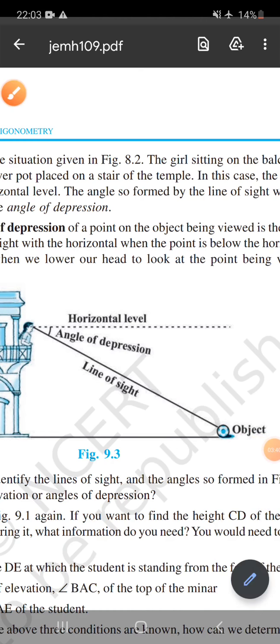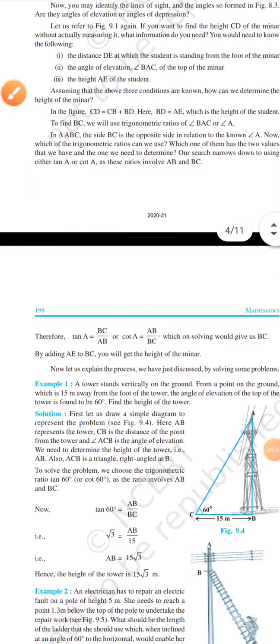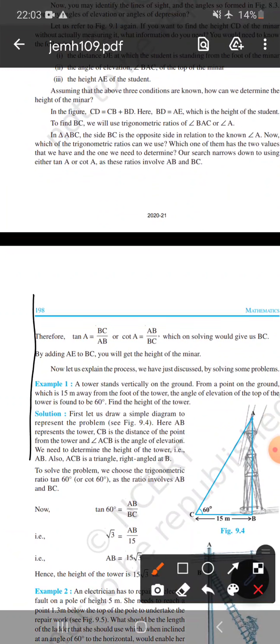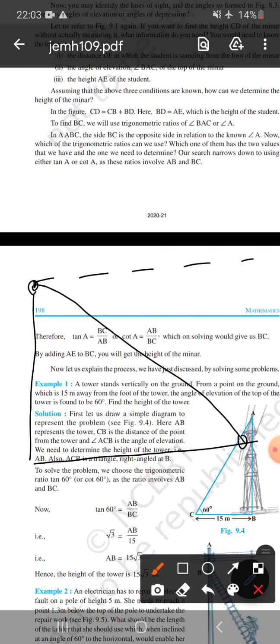In this case also, suppose here you're standing on a tower and watching an object which is at some point on the ground. This is the horizontal level of the eye of the observer, and this one is the angle of depression. Suppose after some time the object moves towards the observer, the angle of depression increases further.